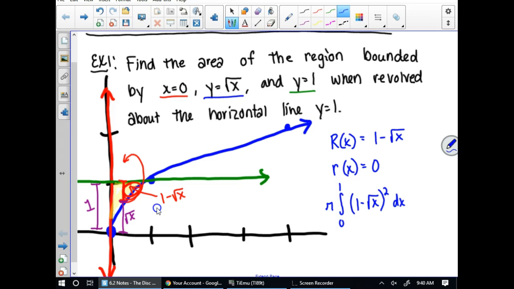And so here, that's going to be pi, the integral from 0 to 1 of 1 minus 2 times the square root of x plus x dx.